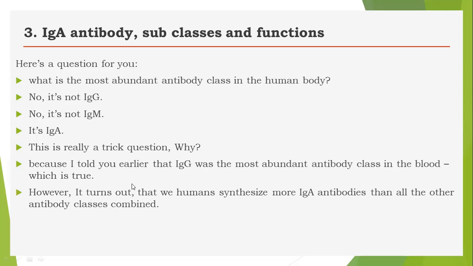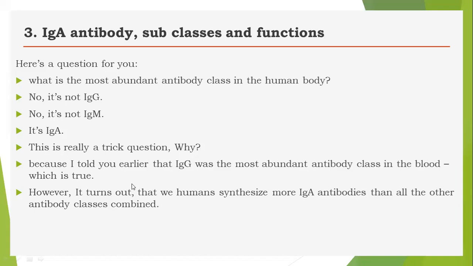So it turns out that we as humans synthesize more immunoglobulin A antibodies than any other subclass combined. Mr. Clayton Peary, you have a question? Yes, sir. What if the question is just general, like, what is the most abundant immunoglobulin, not mentioning in blood or in the body? So if the question was to be stated like that, I would still go for IgA.